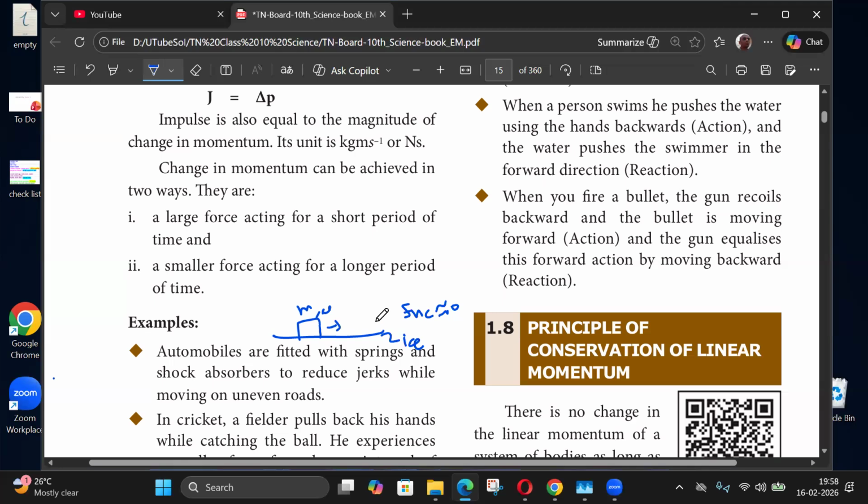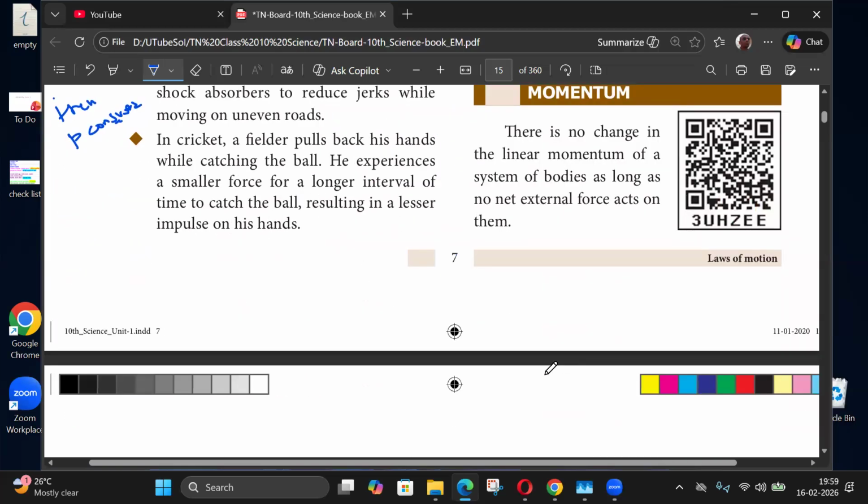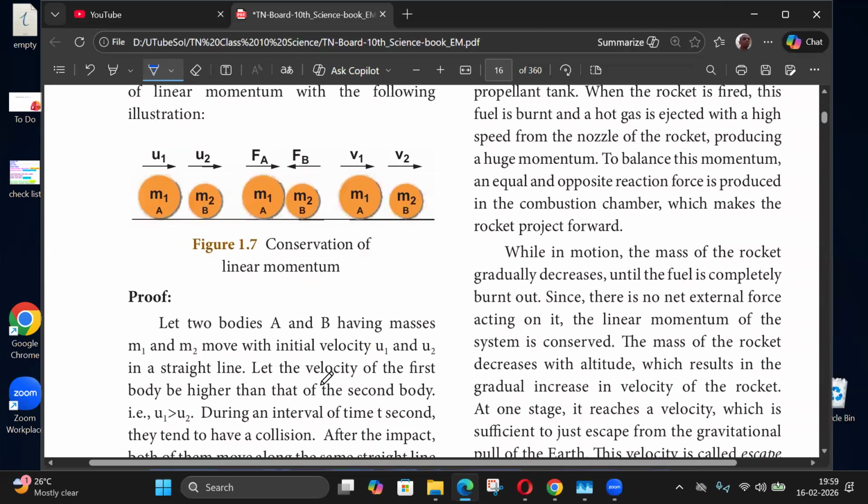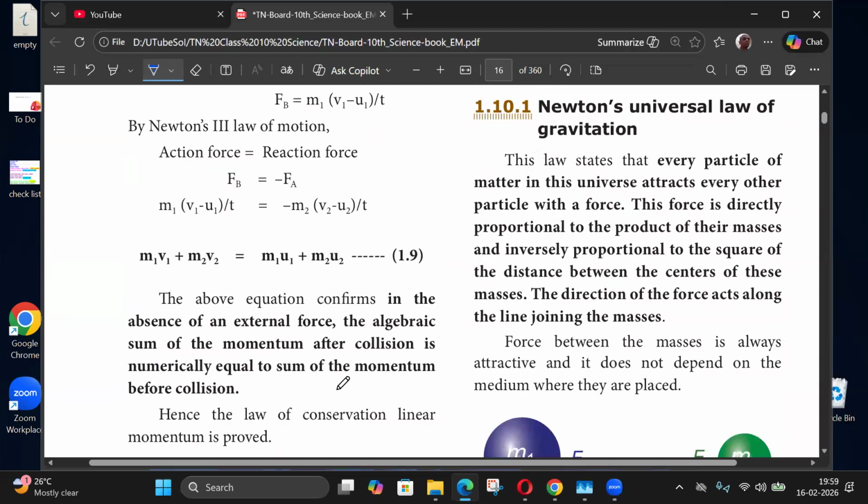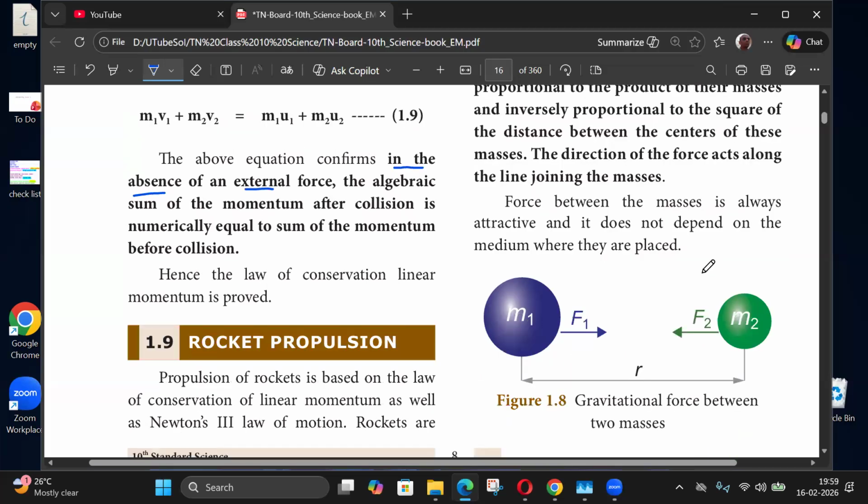So from this, you can guess the principle that if external force is zero, then momentum P is conserved. Conserved means it does not change. That is the statement of conservation of momentum. In the absence of external force, this is a combination.